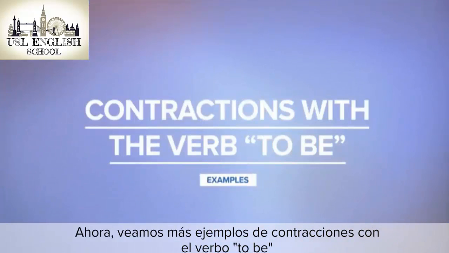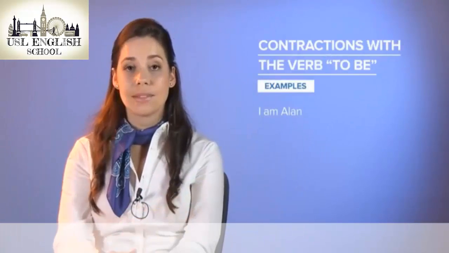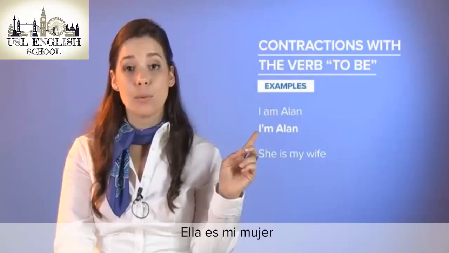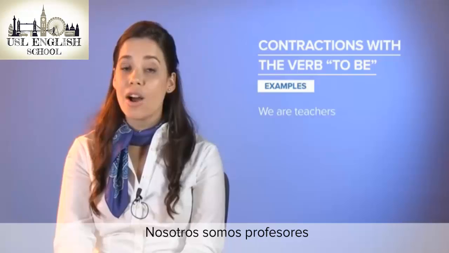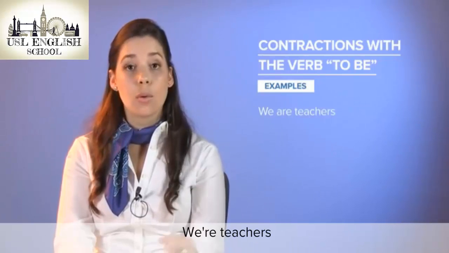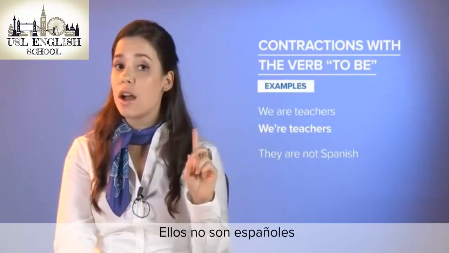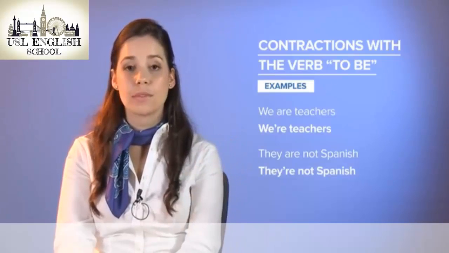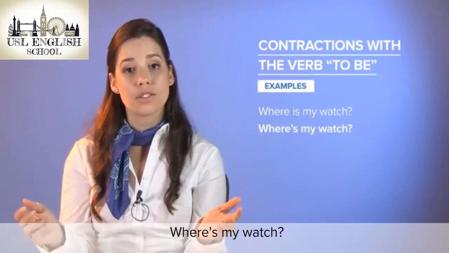Now, let's look at more examples of contractions with the verb to be. I am Alan. I'm Alan. She is my wife. She's my wife. We are teachers. We're teachers. They are not Spanish. They're not Spanish. Where is my watch? Where's my watch?